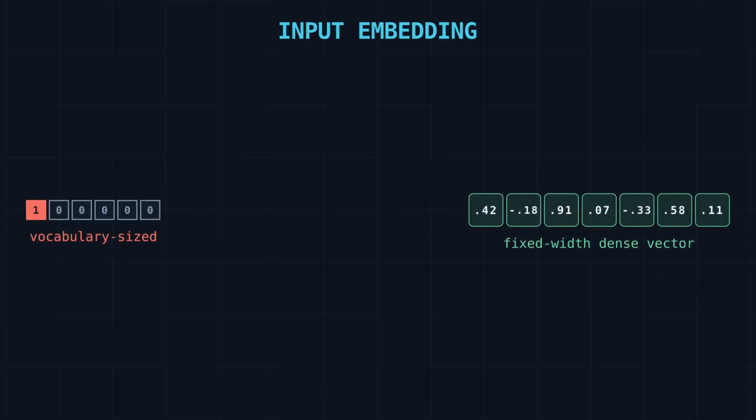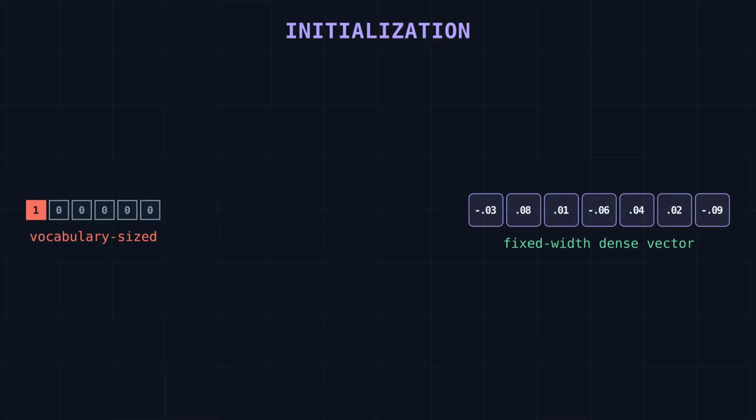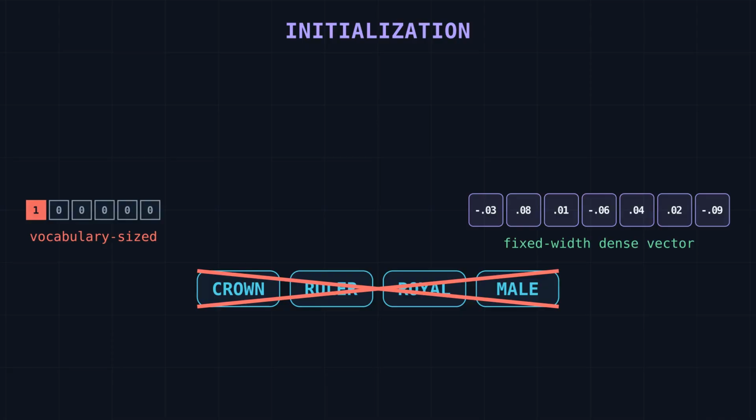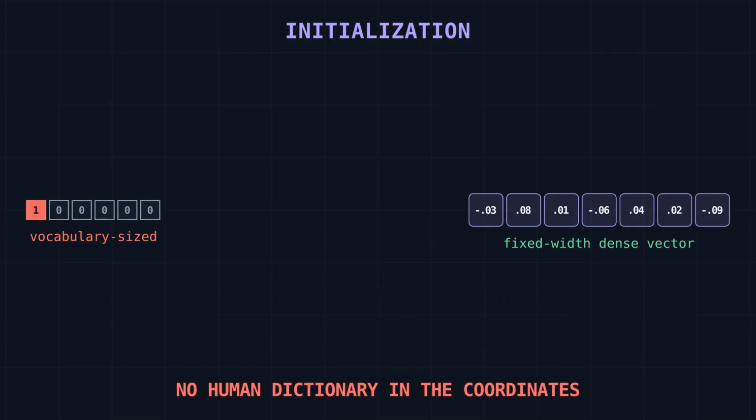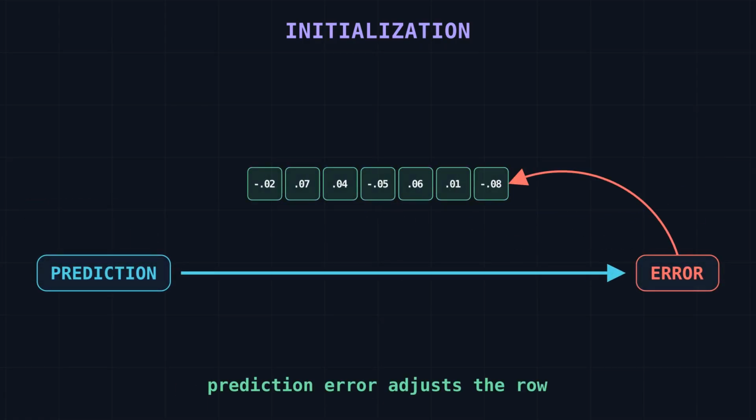This fixes the size problem. Instead of carrying one slot for every vocabulary item, the token gets a dense vector with a fixed width. Nearly every position can hold a useful value. But look inside the drawer at the start of training, and the values are not a definition of king. They don't say crown, ruler, royal, or male. They begin as an initialization. The model has not been handed a human dictionary for its coordinates. Meaning is not typed into the table. The table is adjusted because the model keeps making predictions and keeps being wrong.